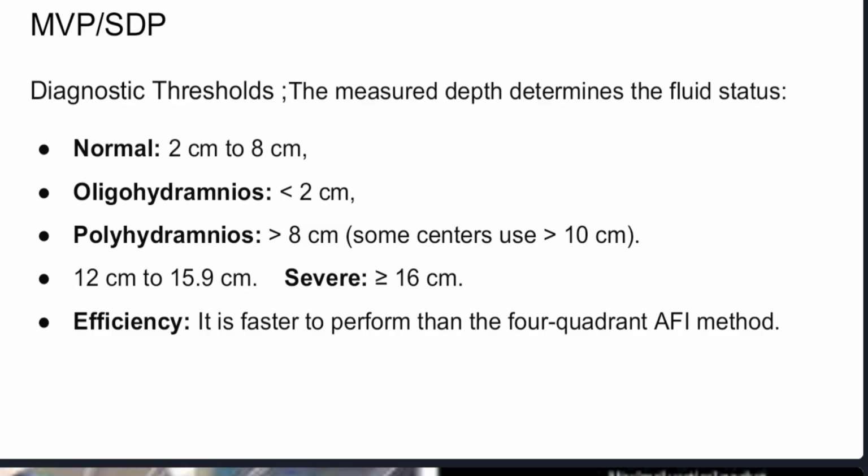There's a minor variation. Let's point out at this point that measurement of the maximum vertical pocket, the single deepest pocket, is the fastest way to estimate amniotic fluid. It is also the preferred method in most cases. We'll talk more about this.